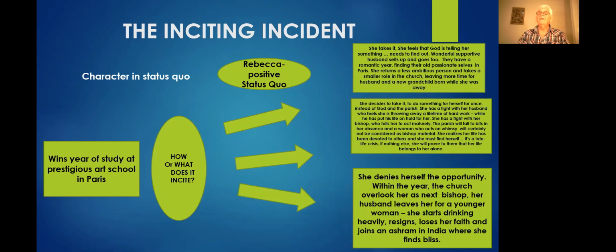And the third one goes quite counter to what you would expect. She denies herself the opportunity. Within the year, the church overlooks her as the next bishop. Her husband leaves her for a younger woman. She starts drinking heavily, resigns, loses her faith, and joins an ashram in India where she finds bliss. I took that one a bit far too. But it just goes to show what sort of things can arise when you do these exercises. Did you have any of those? Bet you didn't think of the ashram.